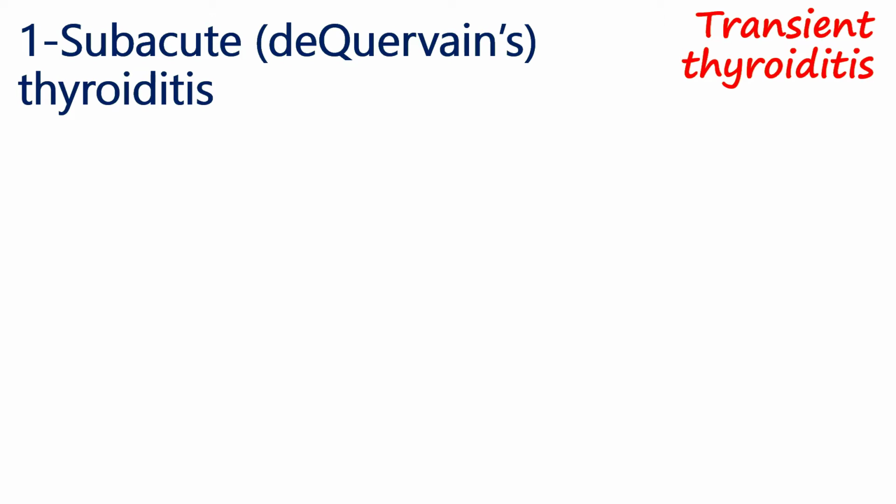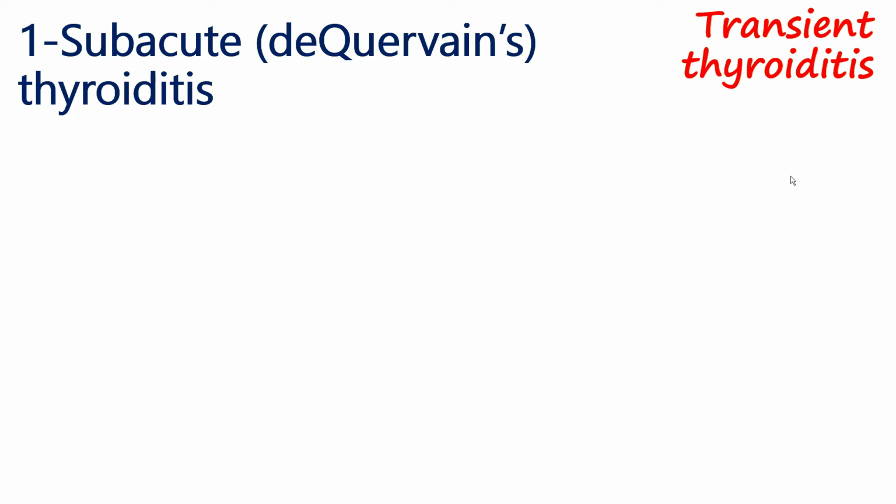We have two examples here, what we call the subacute or the De Quervain thyroiditis, in which there is a sort of viral inflammation of the gland inducing pain. The patient passes into a first hyperthyroid phase due to release of the thyroid hormones in the blood. Then the thyroid function becomes suppressed after these thyroid hormones are released and consumed, and there is no production of them for some time. So the patient passes into a hypothyroid phase.